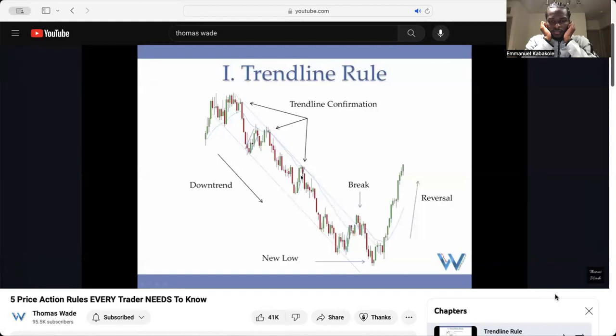Only in this instance, there is a break but no new extreme formed, but that's because the downtrend is just too strong. But you expect the same thing to happen even on a micro level, even for these corrections. After a break of an uptrend, you expect a new extreme to be formed. And then you know that this uptrend is over. So this is the trendline rule.